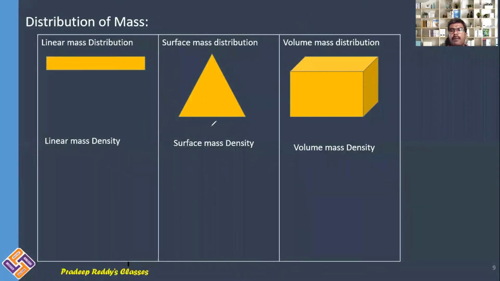Now let us learn how mass is being distributed along length, area, and as well as volume. Suppose you are taking a rod, and this rod has length L. The total mass of this rod is not distributed at one single point, it is distributed throughout its length. That is the reason why it is said to be linear mass distribution, where mass is distributed along length.